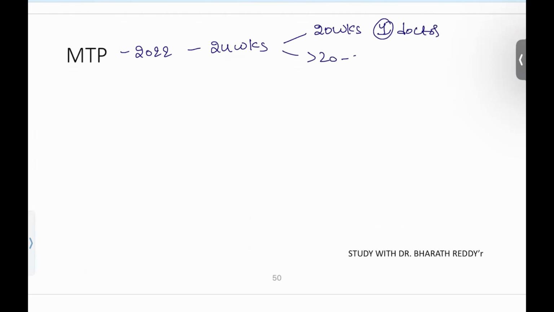Next one, coming to the MTP. So we all know that the recent 2022 amendment said that up to 24 weeks we can do it. For up to 20 weeks, we need one doctor's permission. And for more than 20 weeks, up to 24 weeks, we need two doctors' permission. In some extreme cases, if you need beyond 24 weeks, we have to go for the board permission.